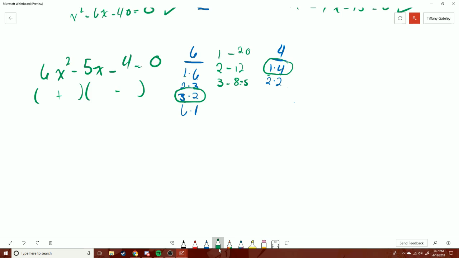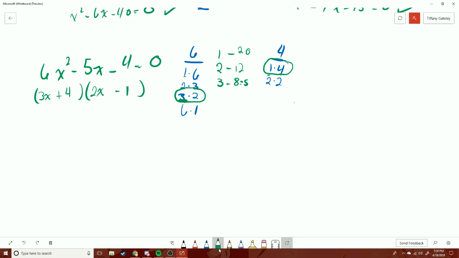So now let's think about this. How do you know what goes where? So you put your 3x here and 2x here. Now you multiplied your 3 by your 1, so your 1 goes here and your 4 goes here.